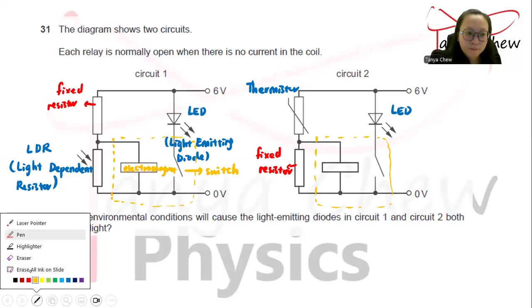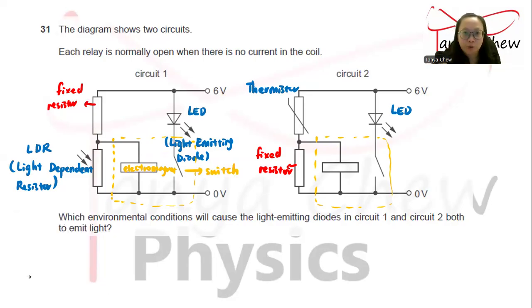So what is an electromagnet? An electromagnet is a coil of wire. You see, this one, they talk about the coil. A coil of wire, whenever there's a current passing through it, will have its magnetic field. When this coil has its magnetic field, it will behave like a temporary magnet. The temporary magnet will attract the switch to close the switch so that the LED can light up. That is the working of the relay. The relay acts as a switch in these two circuits.